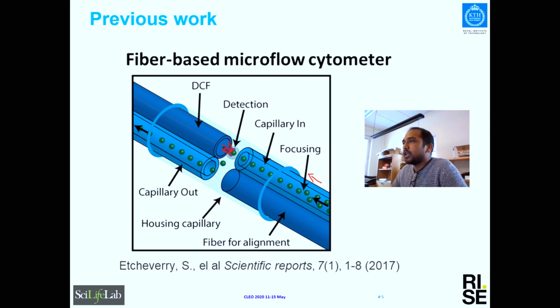In this work, we are only collecting the back scattered light, and there is no side scattered light collected because this is a dummy fiber used just to align the fibers together. For a standard cytometer, we have to collect the forward and side scattered light. So in the present talk, we are trying to collect the back scattered and the side scattered light in order to perform cytometry on these particles.